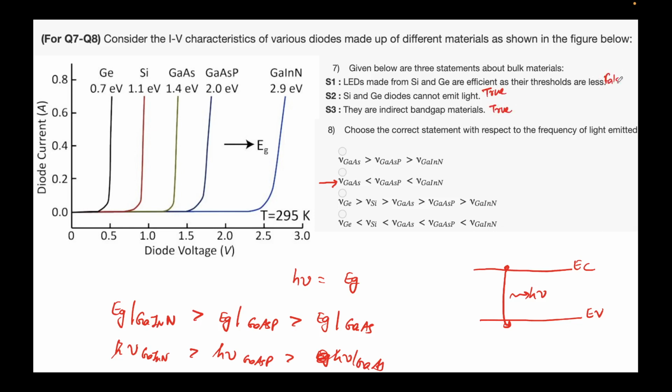In the first part we saw that silicon and germanium based LEDs cannot emit light because they are indirect bandgap materials. So this said option C. First of all, option C is itself incorrect because it says gallium arsenide is higher than gallium arsenic phosphide.